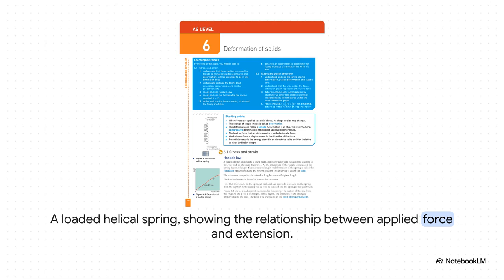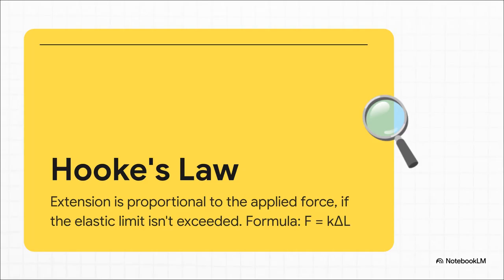If you double that weight, it stretches exactly twice as far. This connection between the force you put in and the stretch you get out is incredibly clear, direct, and just wonderfully predictable. And this simple straight-line relationship has a name, Hooke's law. The formula looks like this: F equals K times delta L. So F is the force you apply, delta L is how much the spring extends, and that letter K sitting in the middle, that's the magic number.